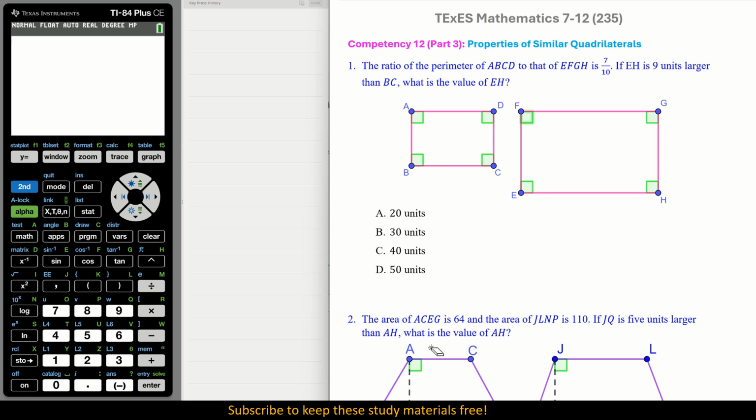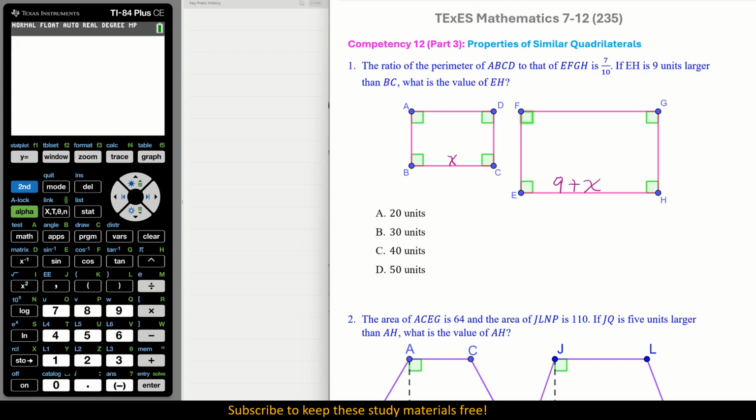Number 1. The ratio of the perimeter of ABCD to that of EFGH is 7 to 10. If EH is 9 units larger than BC, what is the value of EH? Okay, EH. All right, so what do we want to do here? So EH is 9 plus X. This implies that BC is X.